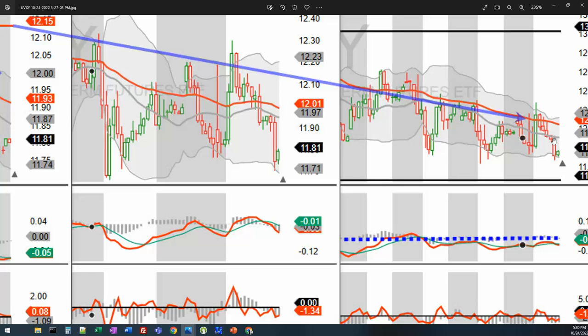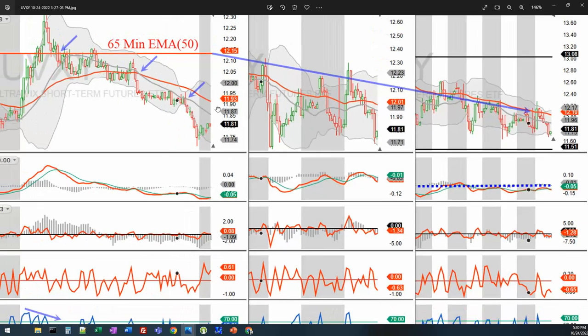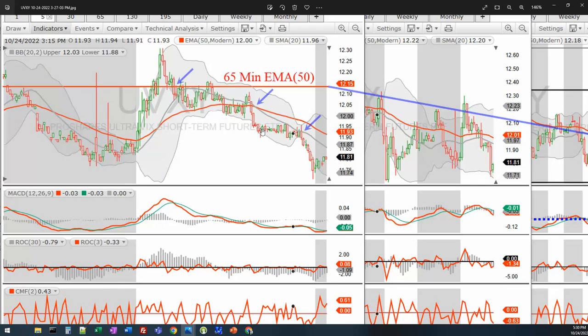Okay? That's where the blue arrow is pointing, right at the line. See that? You're not going to see any other stock channels point that out. The 65-minute EMA is a resistance line for VIX right now. It's been that way for a while, actually, believe it or not.